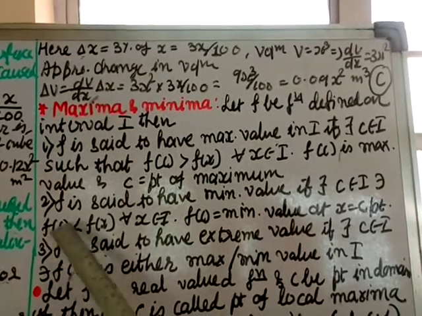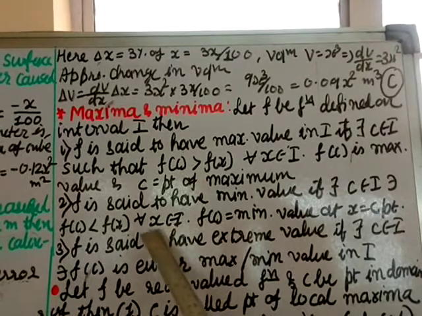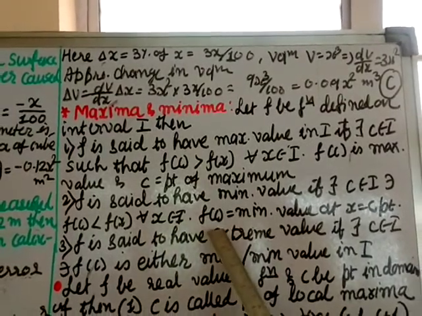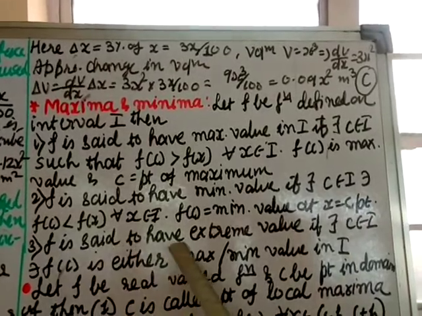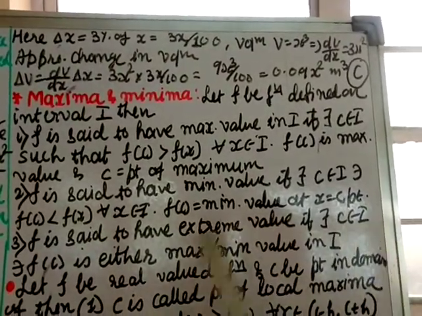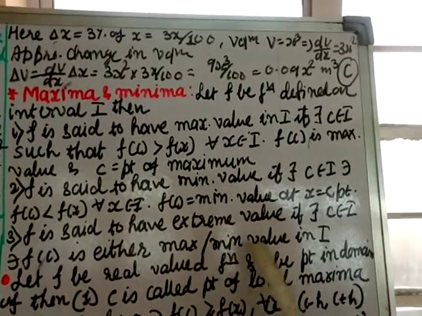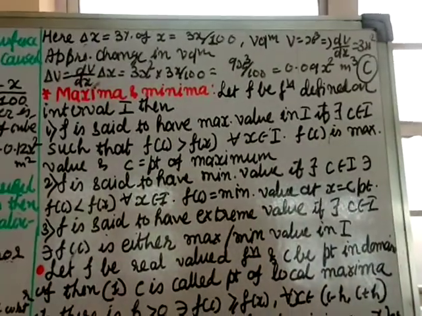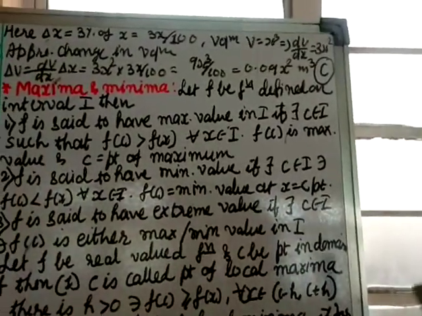So when you put c in your given function, that value comes lesser than all the values of x belonging to I. Then we call f(c) the minimum value at x equal to c point. f is said to have extreme values if there exists a c belonging to I, such that f(c) is either the maximum or minimum value in I. So if it has either a minimum or maximum, it has an extreme value in I.